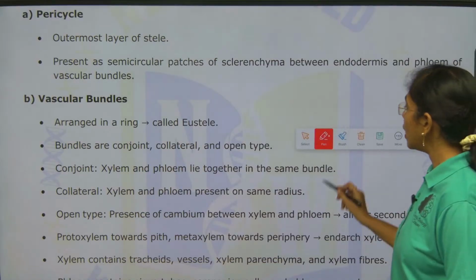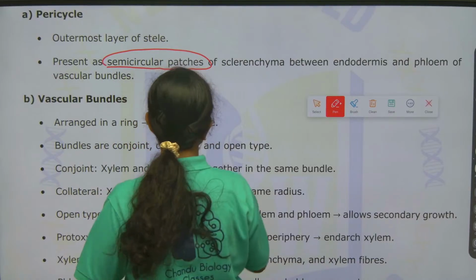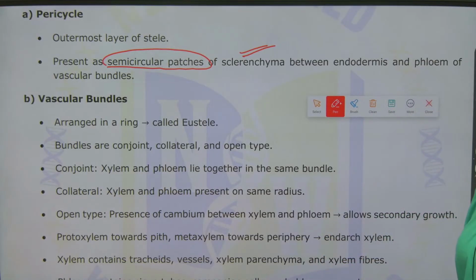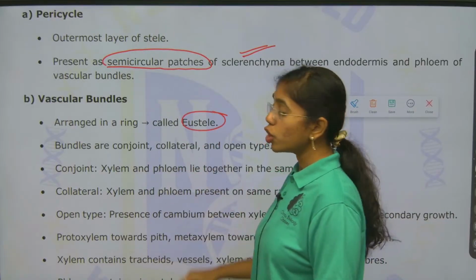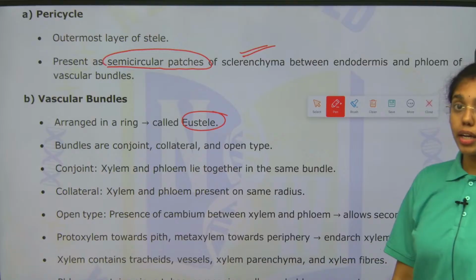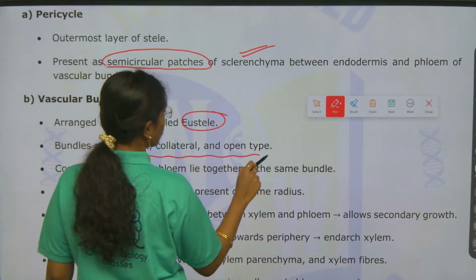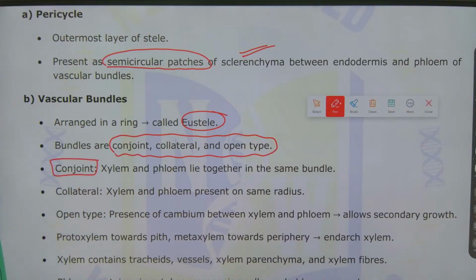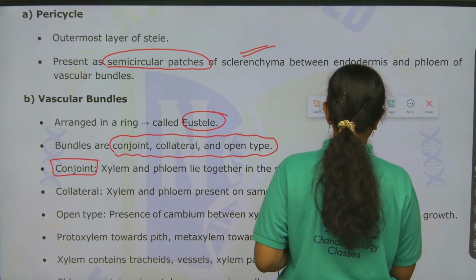This is present as what? Semilunar patches, or semicircular patches of sclerenchyma, that is in between endodermis and vascular bundles. Vascular bundles are arranged in the form of a ring, which is called eustele. Bundles are what? Conjoint, collateral and open. Okay. Conjoint means xylem and phloem lie together in the same bundle, at the same radius.